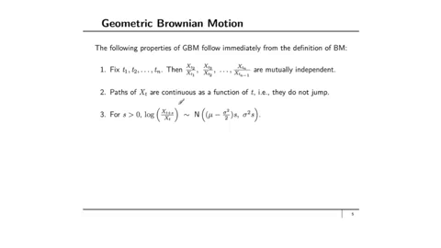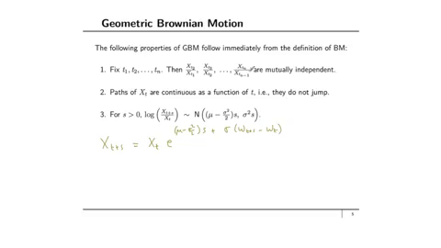The following properties of geometric Brownian motion follow immediately from the definition of Brownian motion. Recall that we saw the following. So we know that xt plus s is equal to xt e to the mu minus sigma squared over 2 times s plus sigma times wt plus s minus wt. Okay, so what are these three properties?